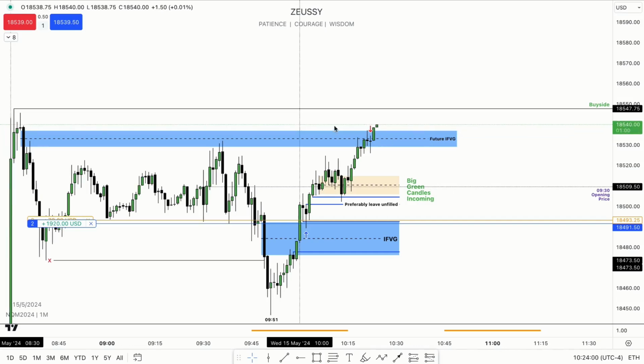The moment we close outside of the CB like we've done now, I want to see the market use this CB as an inversion value gap to send price higher.